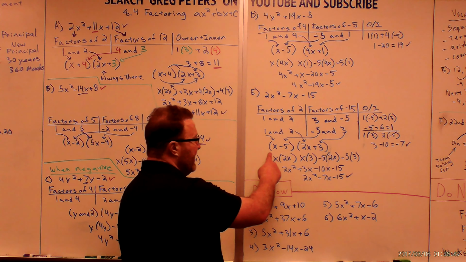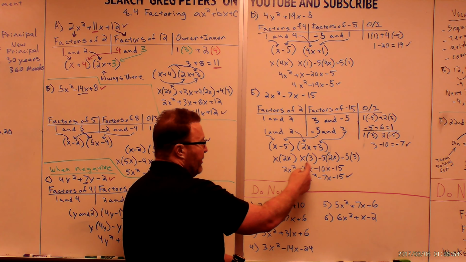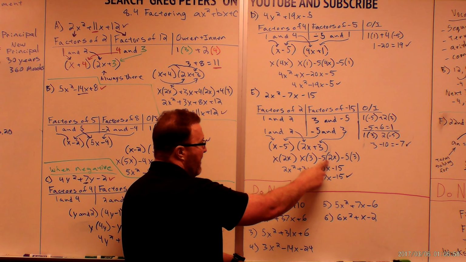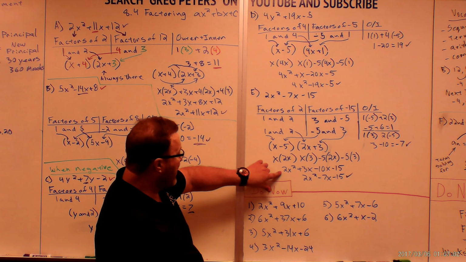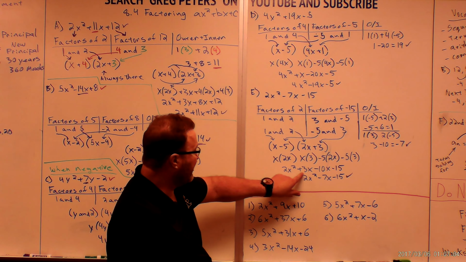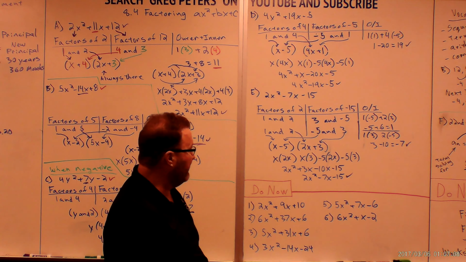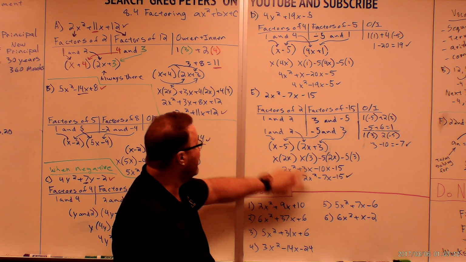So we write this out in parentheses for the FOIL steps. x times 2x, x times 3, negative 5 times negative 2, negative 5 times 2x, negative 5 times 3, and then simplify. 2 times 1, 2, 2x². That's just a 3x by itself. That's a negative 10x, and that's negative 15. Solve inside here. Negative 10, 3. There's our 7x. This checks out.